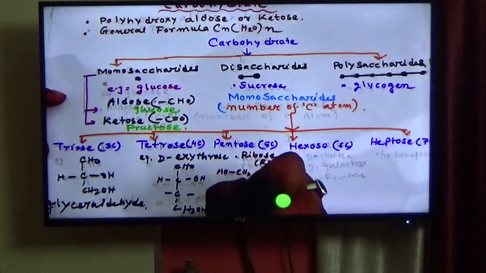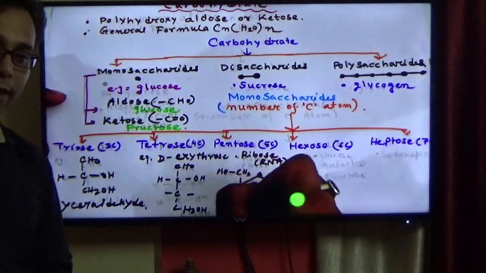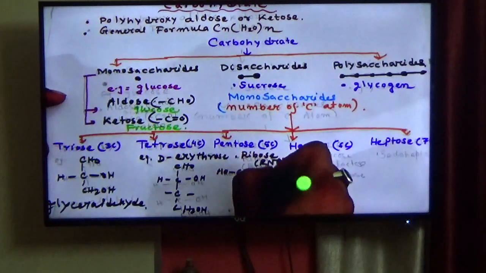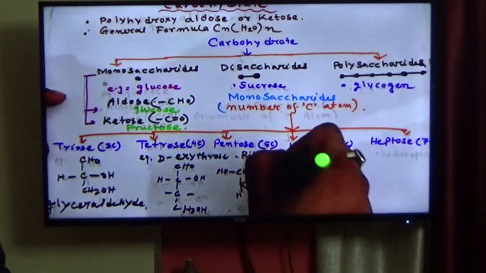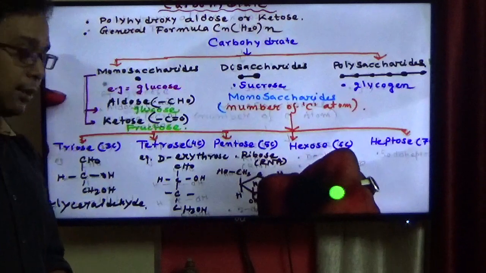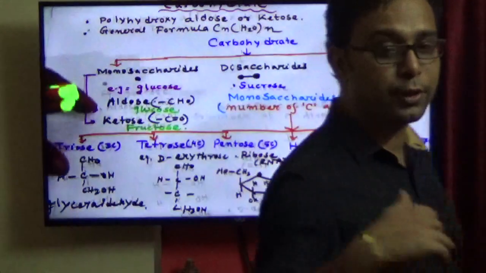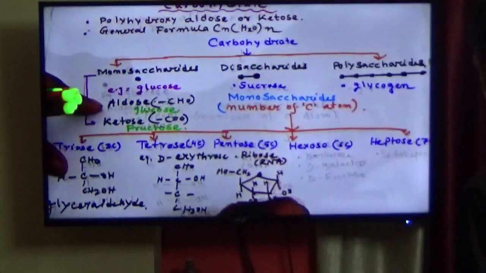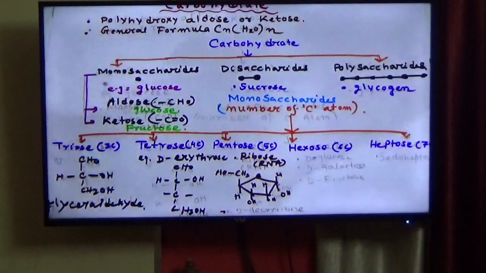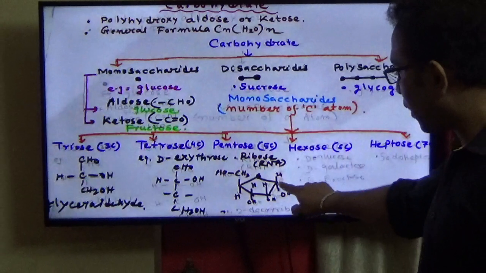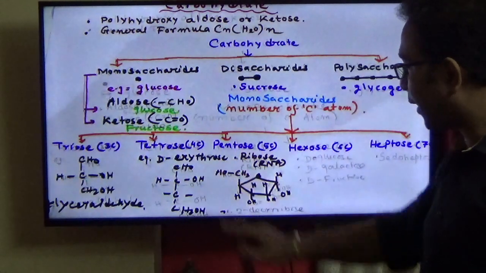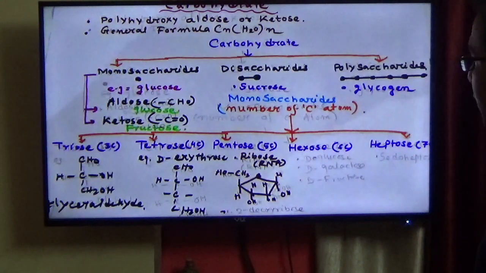What is their full form? Deoxyribonucleic acid and ribonucleic acid. If you draw the structure of pentose in the cyclic form, you find the 5 carbon atoms present in the structure of ribose, also in deoxyribose. These are the 5 carbon atoms, number 1, 2, 3, 4 and 5. The 5 carbon atoms are present in the ribose sugar.